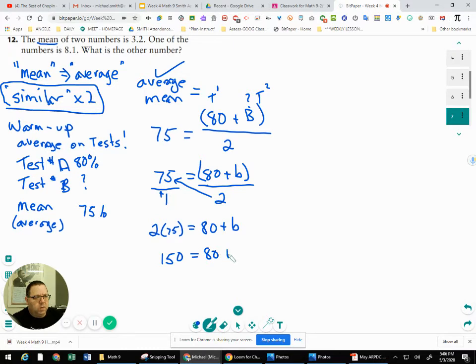80 plus b. Well, this is a positive 80. What's the opposite of positive? It's negative. And look what we get for an answer. So that zeroes itself out, and our answer is 70b.